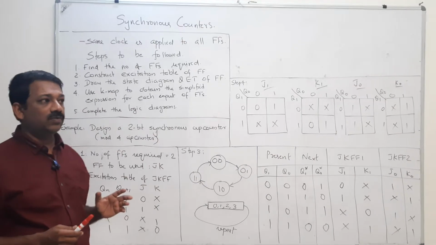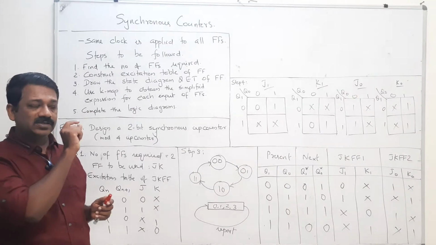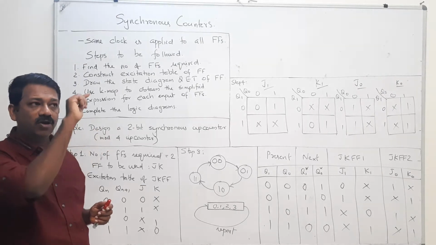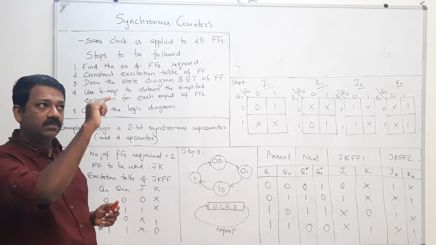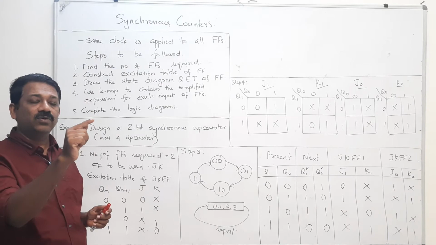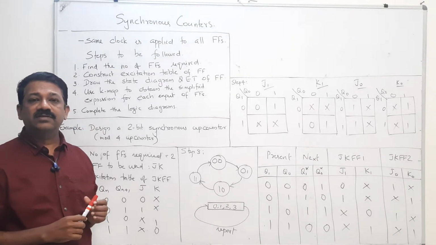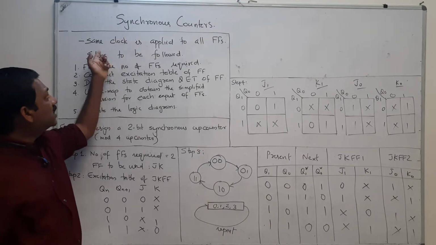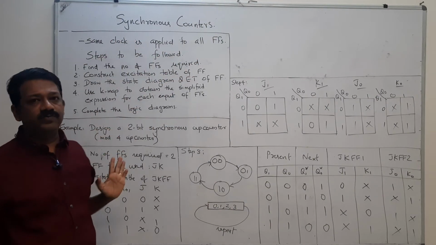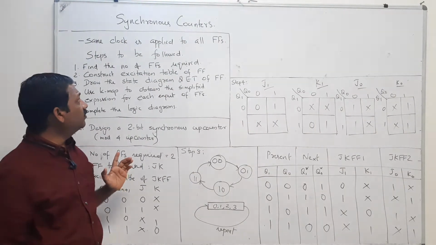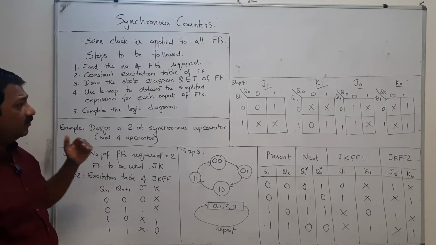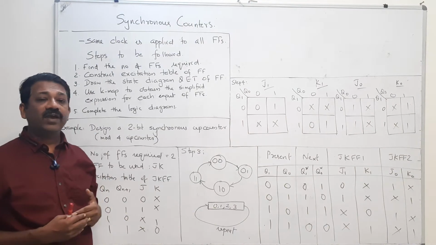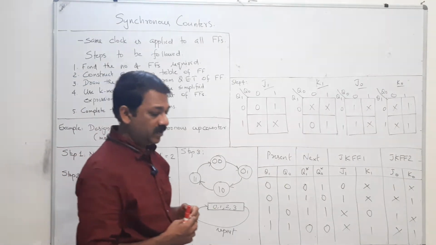In an asynchronous counter, only the first flip flop is given a clock, and then the output of one flip flop is given as the clock input of the next flip flop, and like that. Here, the same clock is applied to all flip flops.